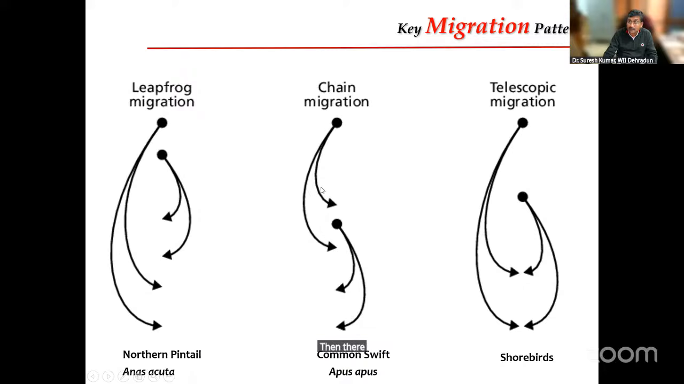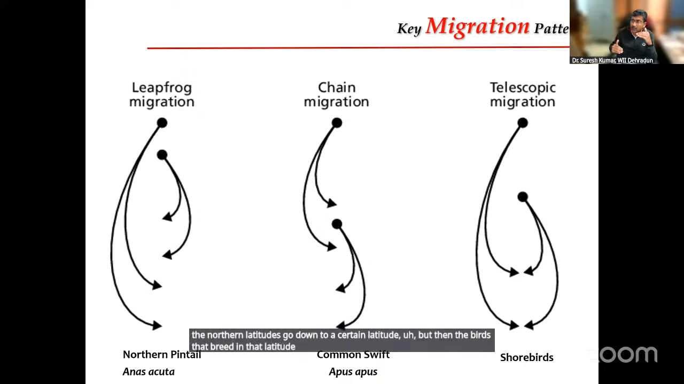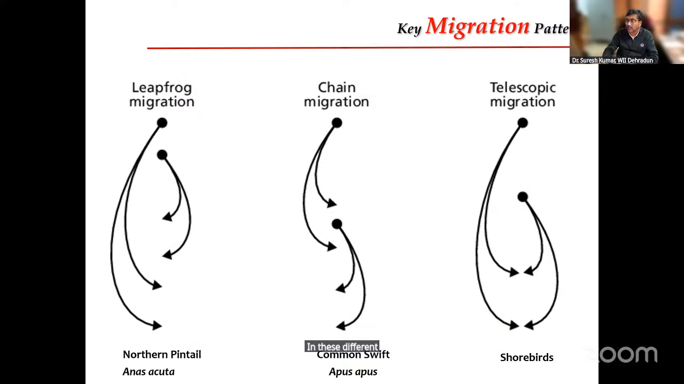Then there is the chain migration, and the example here is the common swift. The common swift populations from the northern latitudes go down to a certain latitude, but then the birds that breed in that latitude are pushed further down. Okay, so there is a shift in these different populations coming into these places.